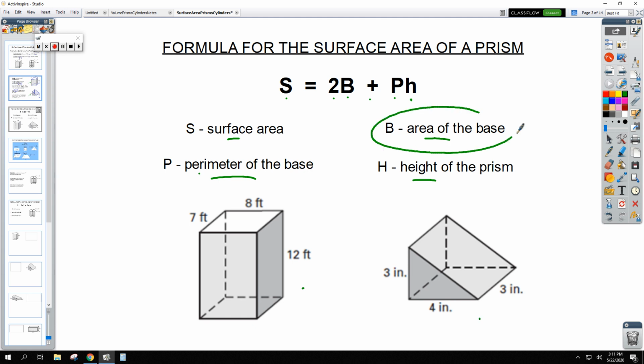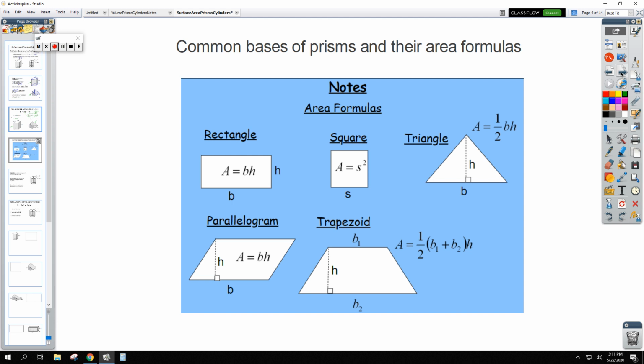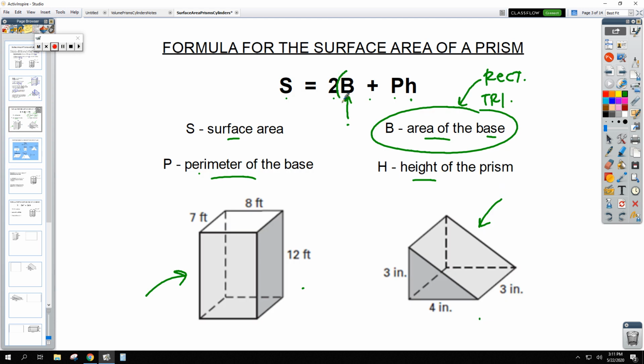This area of the base might change. For example, we said this was a rectangular prism, so the area of our base in that case is going to be the area of a rectangle. This B part might change depending on what kind of base you have. Again, take a look. We have a triangular prism here. So in this case, we would have to replace the B with the formula for the area of a triangle. On this next slide, I've got the common bases of prisms that you might come across and those area formulas. So these formulas right here, you would substitute into the B part depending on what kind of base you had.